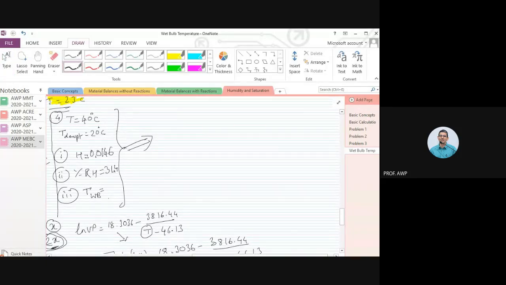So dew point temperature is 20 degrees centigrade. That means partial pressure of water vapor in the air must be equal to the vapor pressure at 20 degrees centigrade, right? So we can get this partial pressure. Now getting the partial pressure, we can get humidity, right? This also we can get, and temperature we know, so we can find out the vapor pressure at 40 degrees centigrade. Now we know partial pressure, we know vapor pressure, so we can get percent RH.